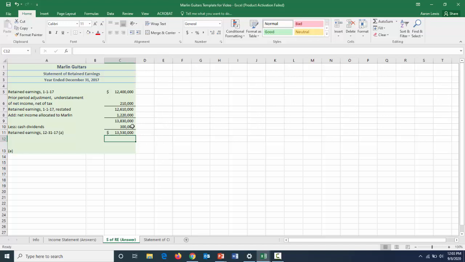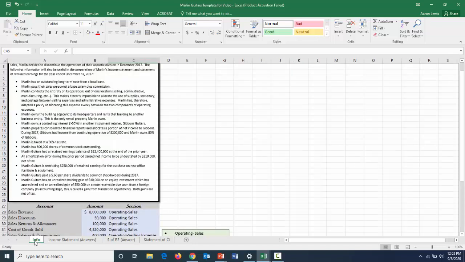If we have a portion of this retained earnings which is restricted for something else, that's not available to be paid out in dividends, so we need to disclose that information to users of our information. So let's go back to our info and see if we have a restriction for anything. And if we're going through in here, we're going to look around and see if we can find a restriction, and there's one right there. Marlin Guitars is restricting $250,000 of retained earnings for the purchase of new office equipment and furniture.